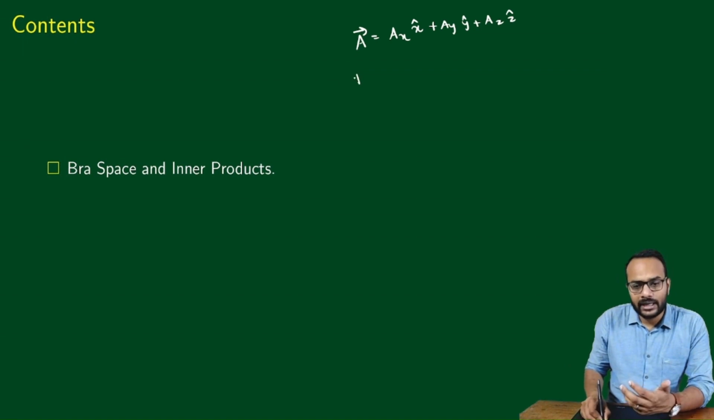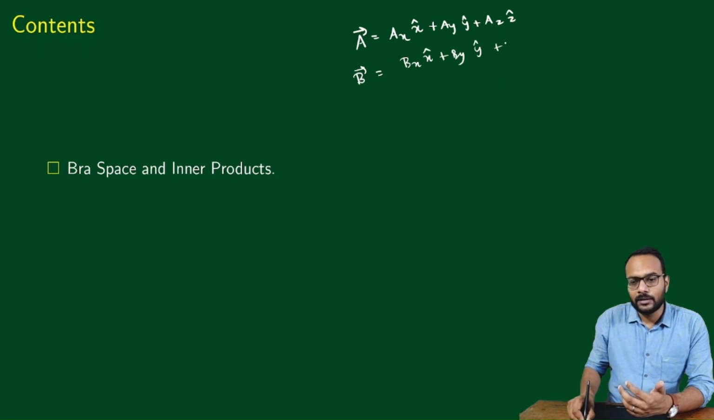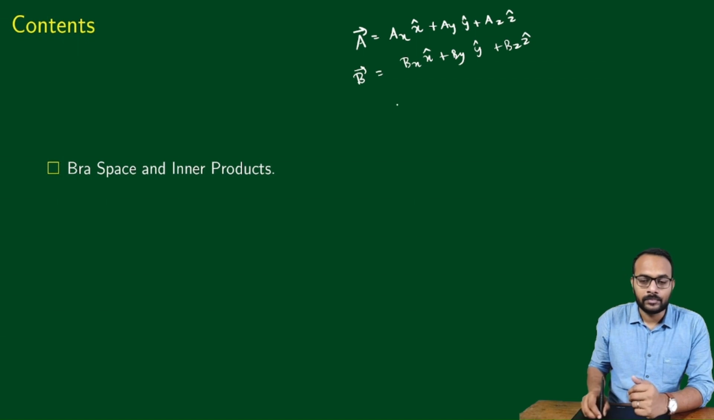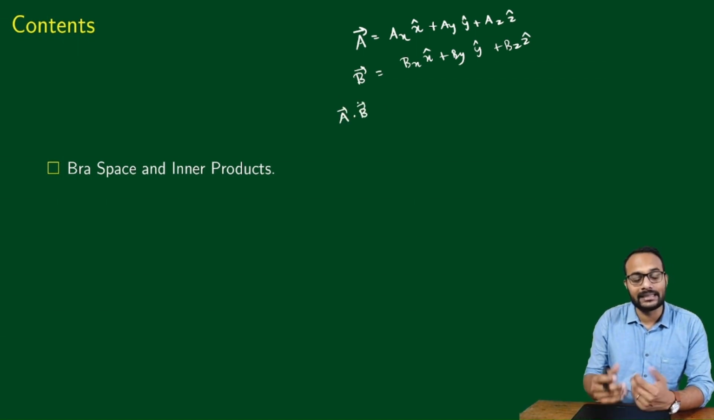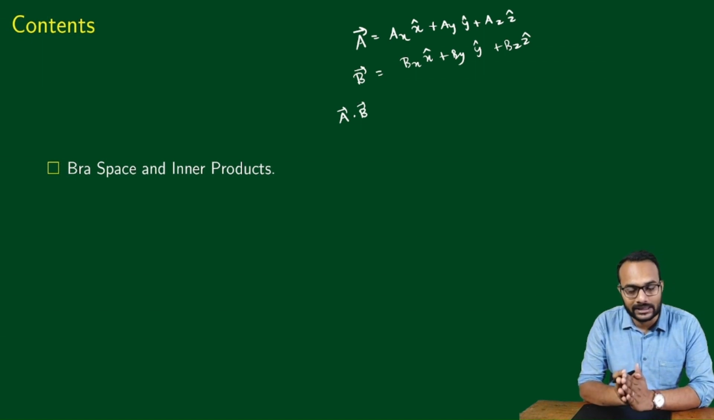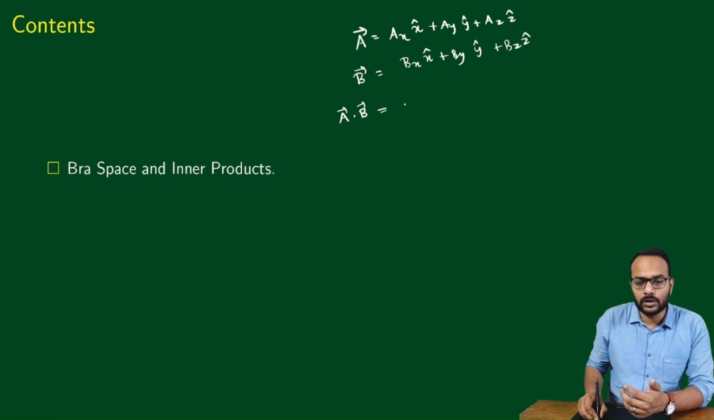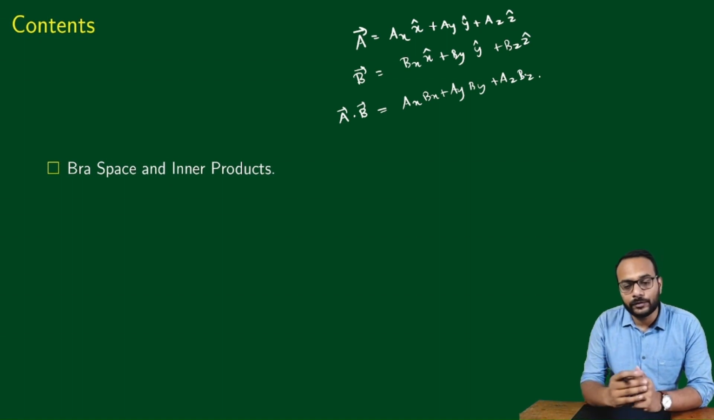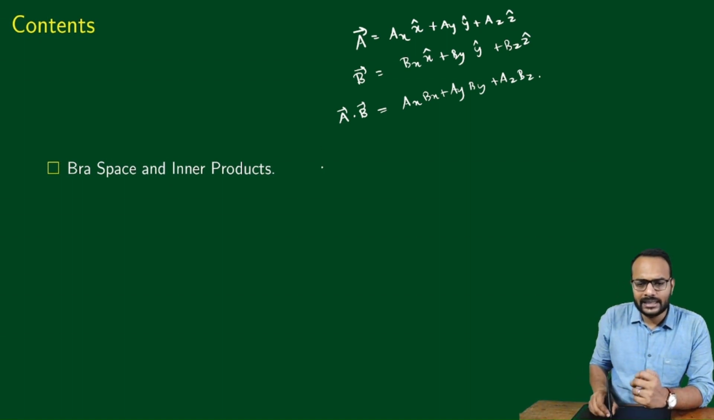So if you have another vector, B vector, let's say it's equal to bx x hat plus by y hat plus bz z hat. In this case, we define a scalar product, A dot B, a scalar product or inner product of two vectors. So A dot B will be ax bx plus ay by plus az bz.